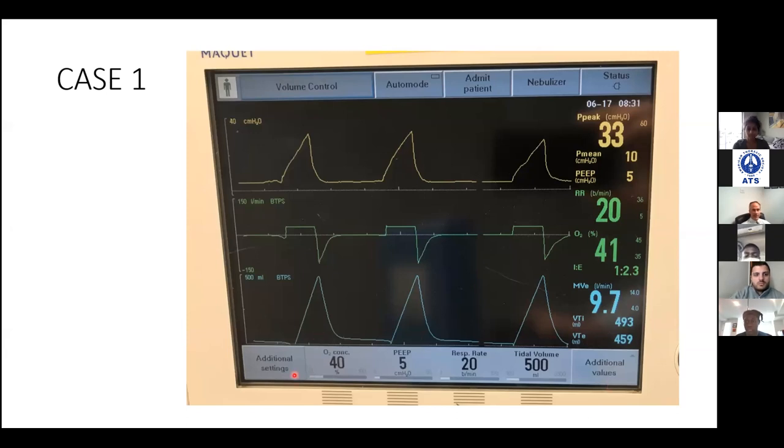Down here? Yes. These are the values that we've put in, all right? So tidal volume 500, respiratory rate 20, PEEP of 5, FiO2 of 40, okay? The one thing that I haven't given you here is the inspiratory flow rate, which is 60 liters per minute. On the Servo-i, you have to click additional settings in order to see that, okay? But whatever, now you know what it is.